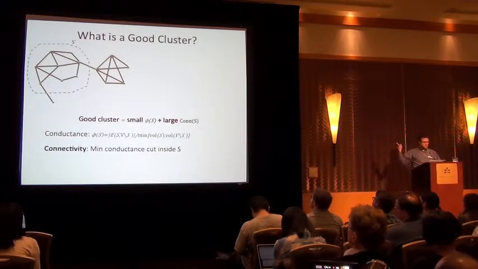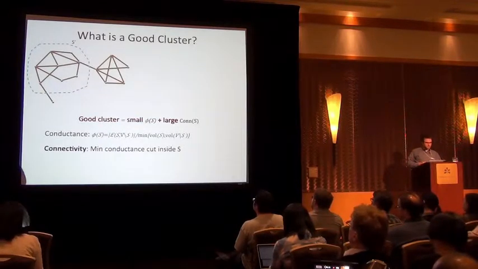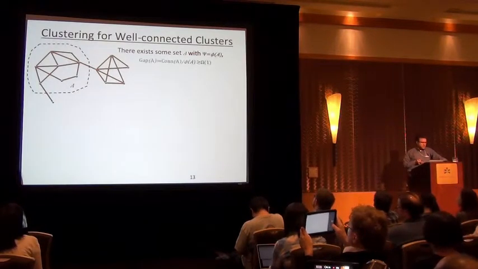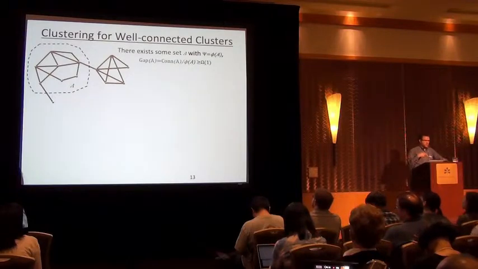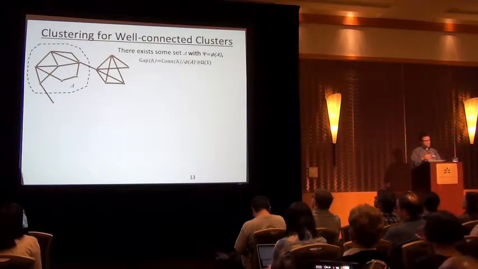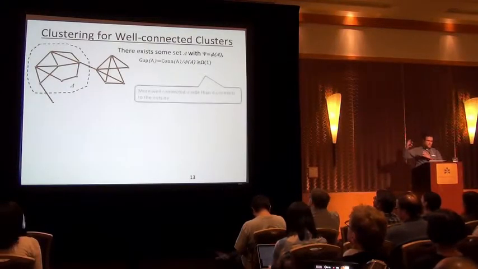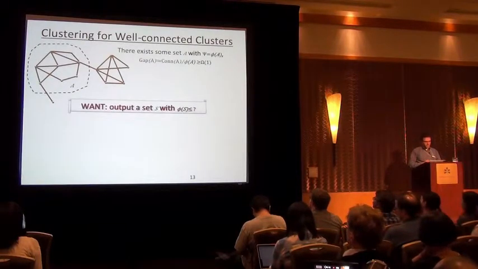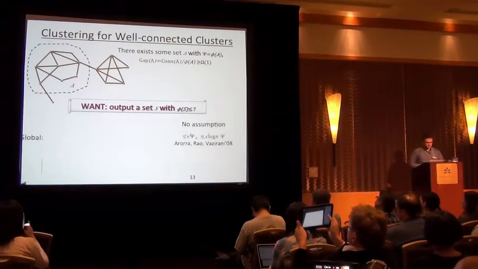So a good cluster is a cluster with a small conductance and large connectivity. The first thing I want to mention is that there are very local algorithms that achieve good connectivity and good conductance at the same time. Assuming that there is a gap between the internal connectivity of the cluster and the external connectivity, which I call the gap of A here, I want to output a cluster with good conductance.